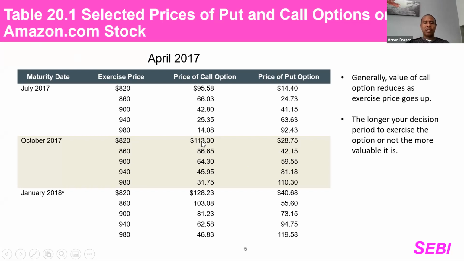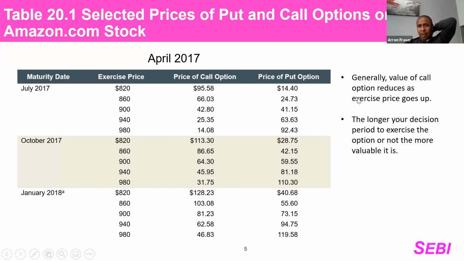And we can go down even farther into October. You can pay, for example, $113.30, which gives you the right to purchase an Amazon share in October for $820. On the other side, you can pay $14.40, which gives you the right to sell an Amazon share for $820. Whenever you purchase a put option, it gives you the right to sell at a particular price. For example, you can pay $63.63 to purchase the right to sell an Amazon share for $940. So that's how you read the table.